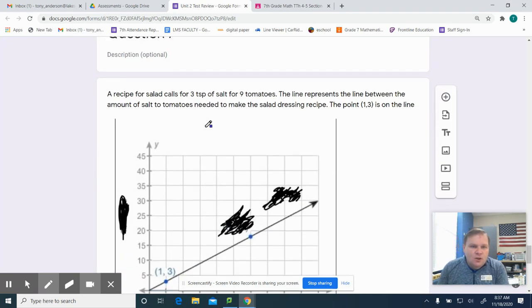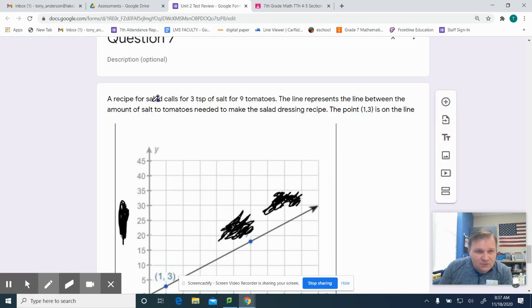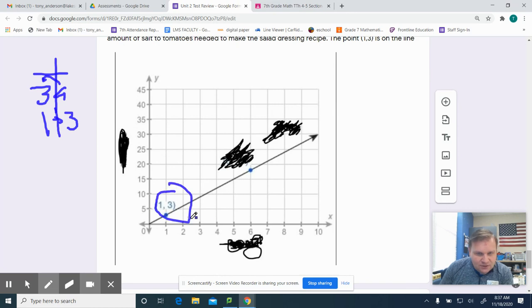On this one, we have our x-axis, we have our y-axis. It all has to do with this. We want 3 tablespoons of salt for 9 tomatoes. If I start this off as a 3 to 9 relationship, I know that constant of proportionality is 3 because I've got to divide 9 by 3. So that means 1 times 3 is 3, which I see that point right here.